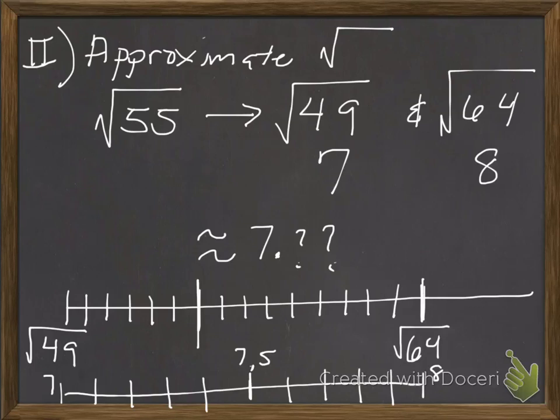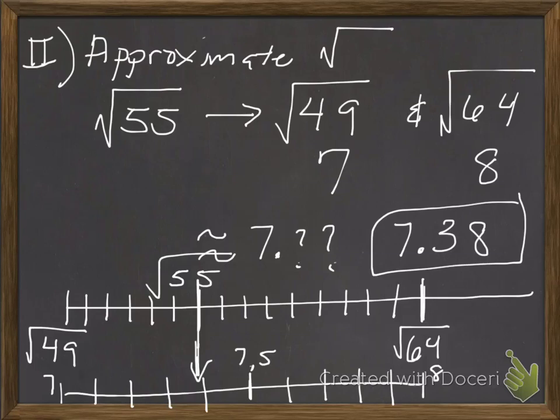Now we are looking to find where 55 is. So the square root of 55 is about right there. If your number lines were drawn correctly, it's pretty close to 7.4, but slightly further down. So I would say that's about 7.39 or even 7.38 if you want to go that far. And you can always check with a calculator. I don't mind you checking with a calculator.